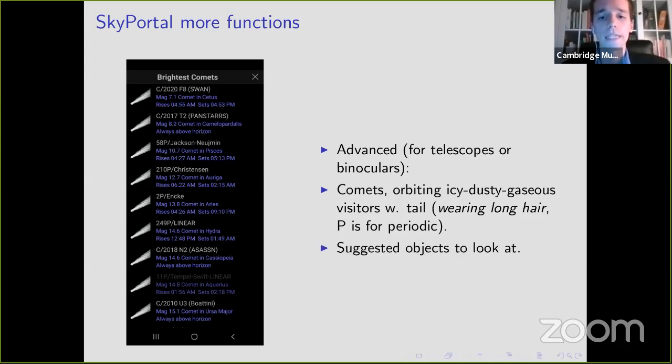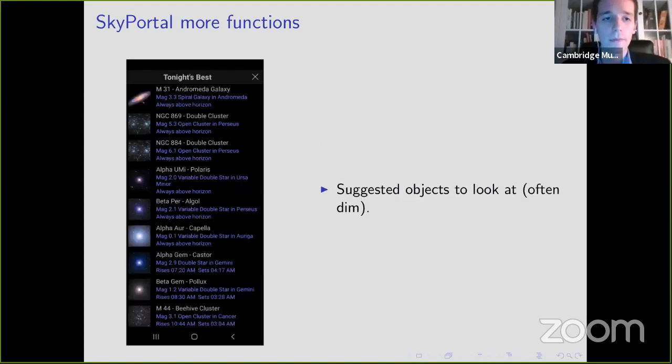Also, SkyPortal has suggested objects to look at, but many of them are too dim for just stargazing without telescopes. So here one has the Andromeda galaxy, which should be visible, with a magnitude of less than 5, so that means it should be visible if one looks very carefully. I have not looked for it and haven't been able to see it so convincingly.